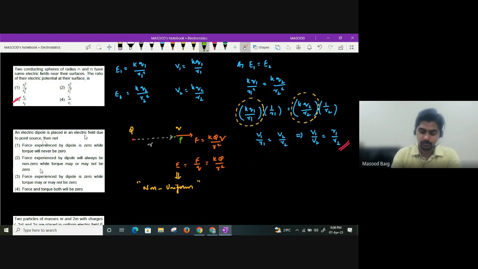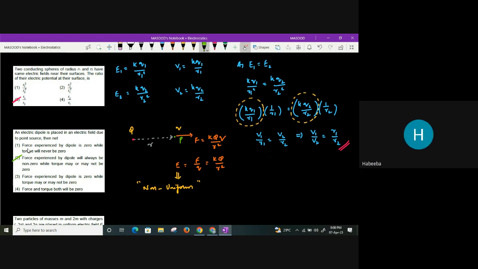So out of the given options, which will be correct? Force experienced by dipole will always be non-zero, while torque may or may not be zero. Second one will be correct. Second statement is correct or not, everyone? Uniform field: force always zero, torque may or may not be zero. Non-uniform field: force never zero, torque may or may not be zero. Yes or no, everyone? Yes, sir. Right.